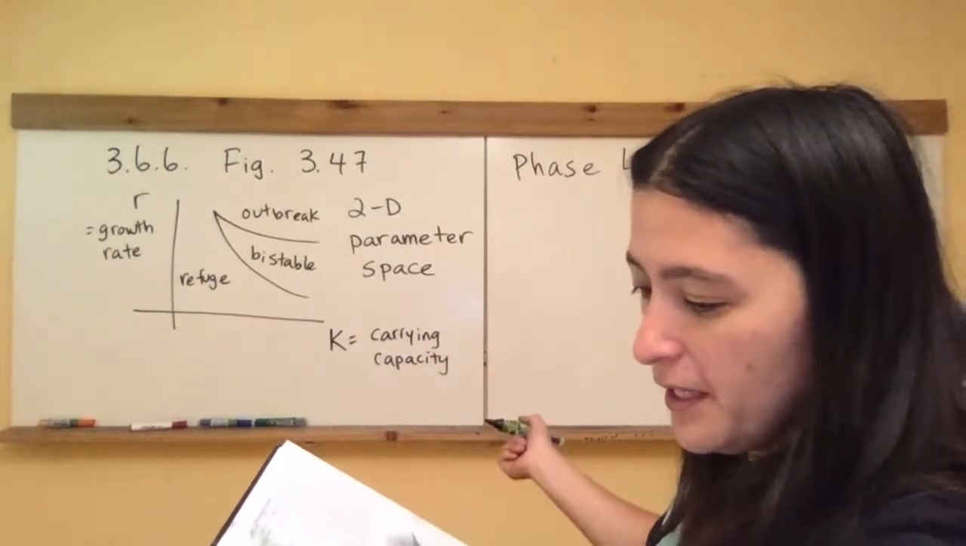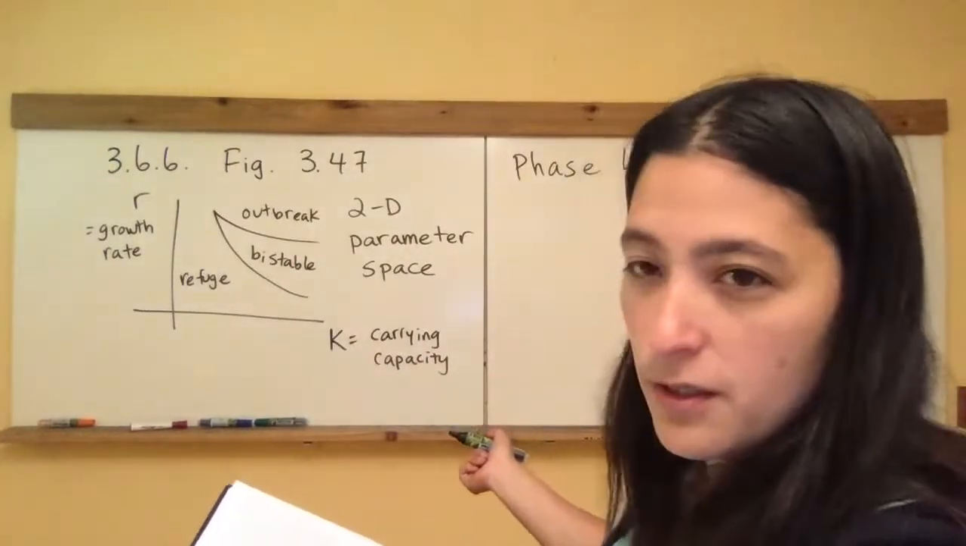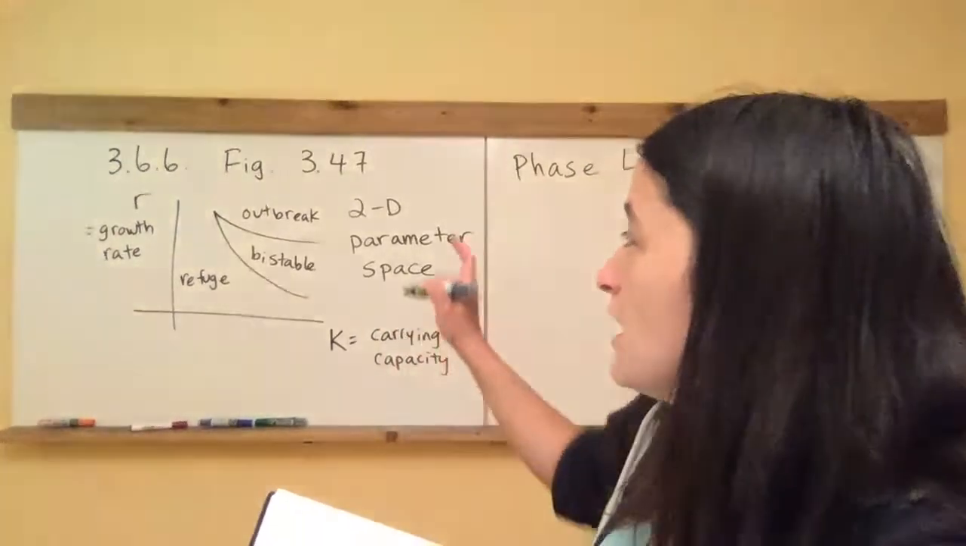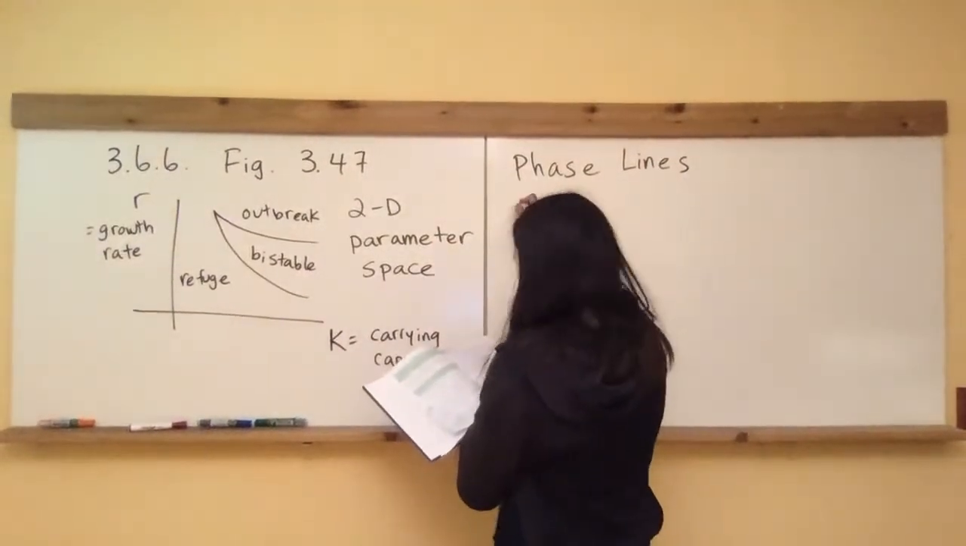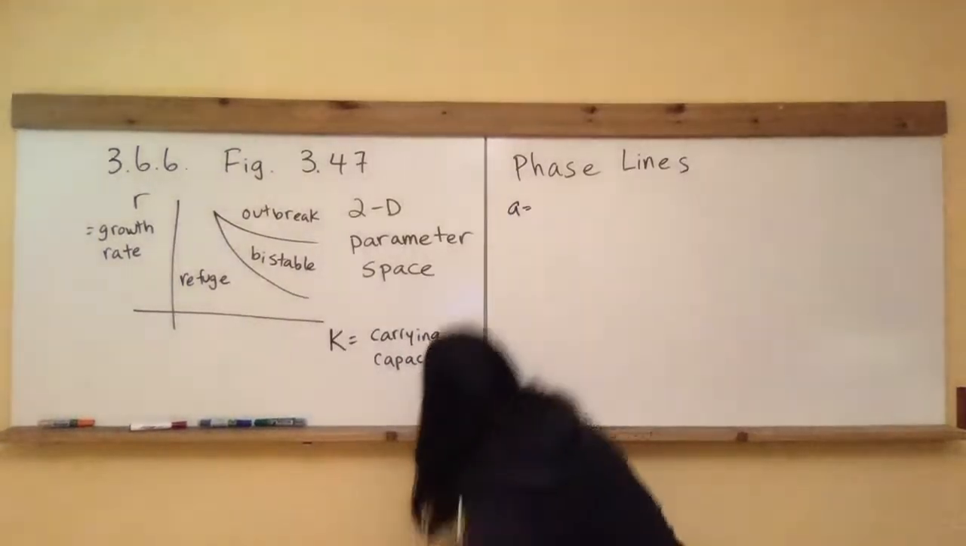So for the first pair, in part A, K is equal to 10, R is equal to 0.1, please tell me, where do you think we are living on this diagram? Is it outbreak, bistable, or refuge? So this is part A.